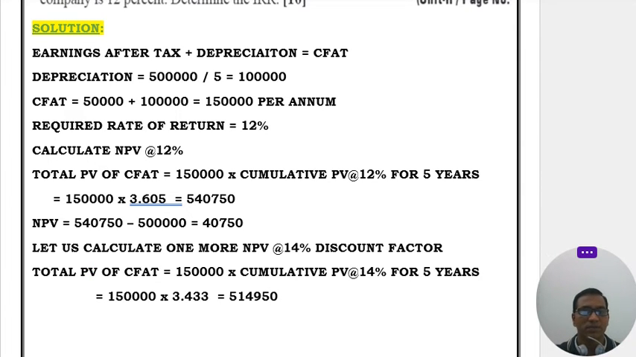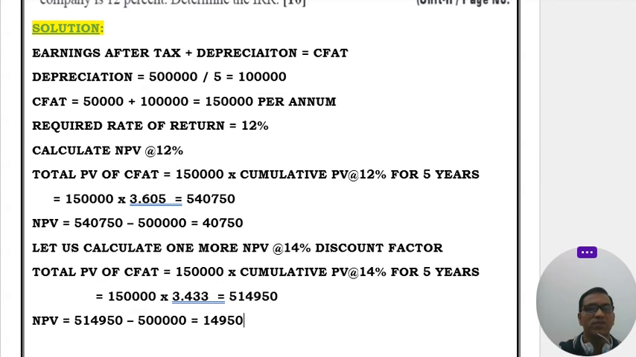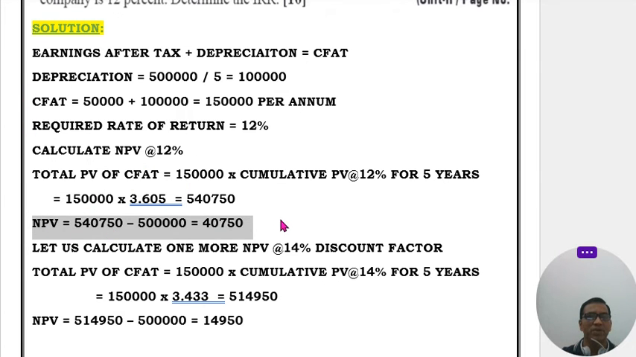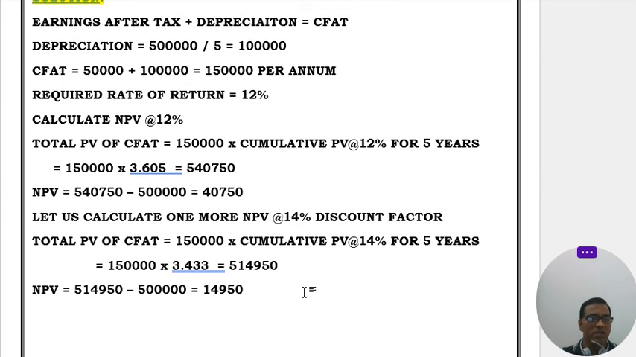So now NPV is equal to total PV of CFAT 514,950 minus, what is the cost of the project? 500,000, that is equal to 14,950. So I have two NPVs with me. This is NPV at the rate of 12%. This is NPV at the rate of 14%.